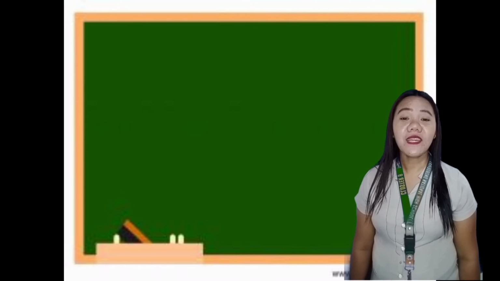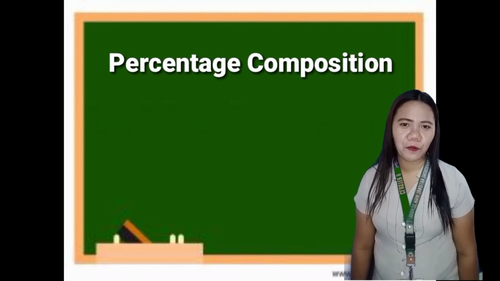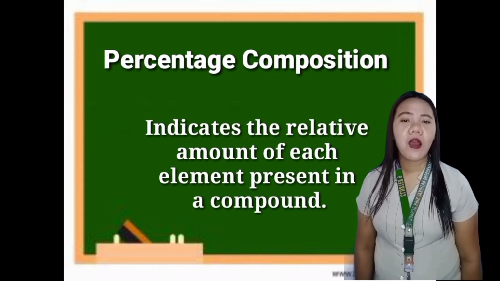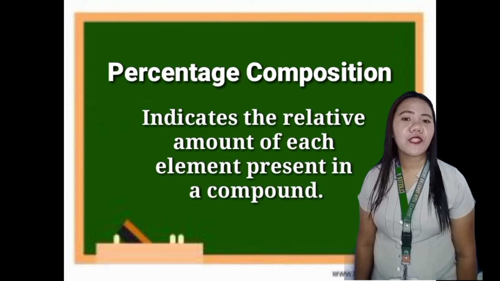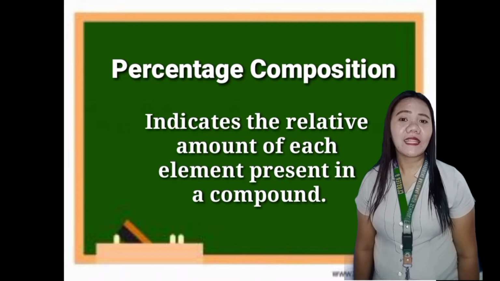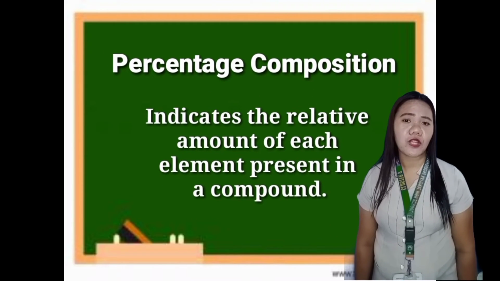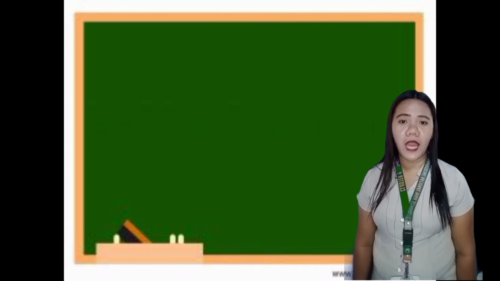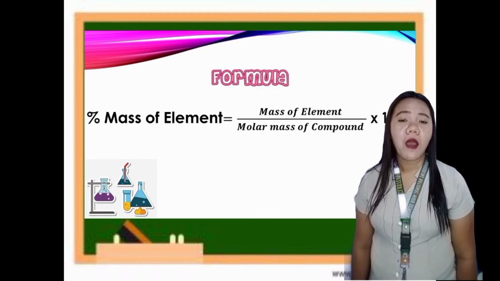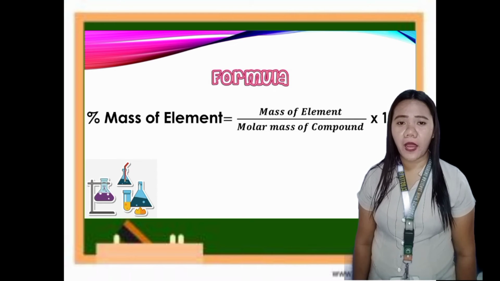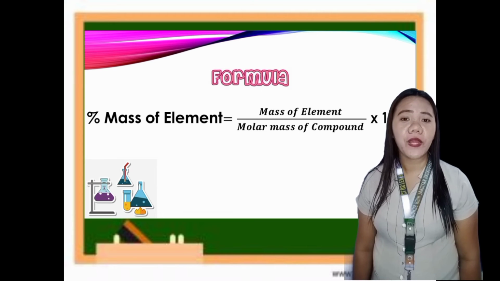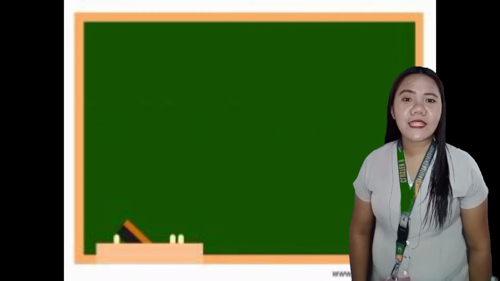Today, we're going to discuss percentage composition. What is percentage composition? Percentage composition is the relative amount of an element in a certain compound. We can determine the percentage composition of a compound using this formula: percent of an element is equal to the mass of an element in a compound divided by the molar mass of the compound times 100.